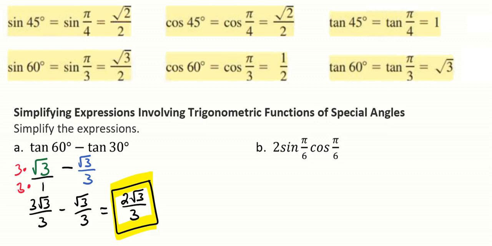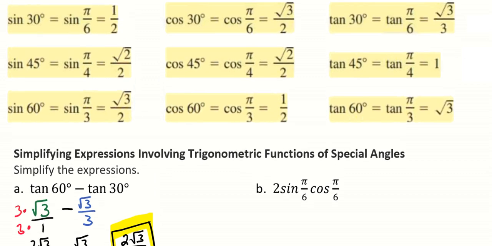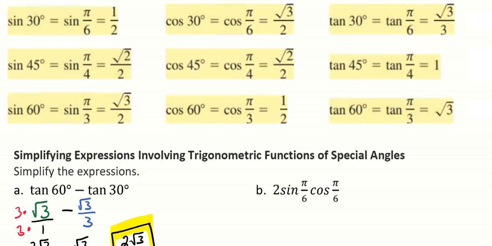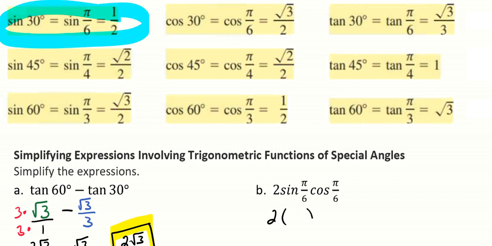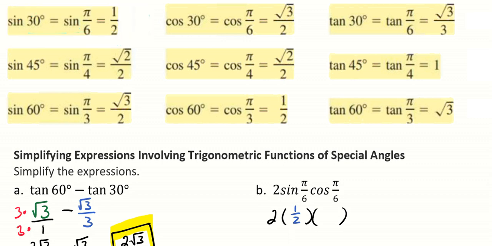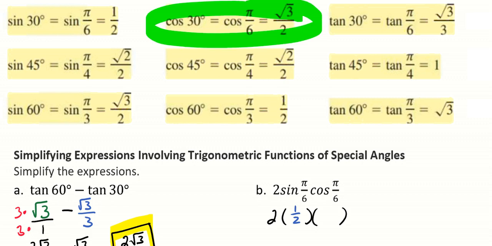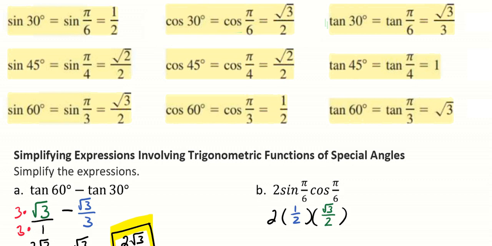Let's do another one. Let's say we have 2 times the sine of pi over 6 times the cosine of pi over 6. Now pi over 6 is going to be our 30 degrees. So we're going to need the sine of pi over 6, which is 1/2. So we're going to have 2 times our 1/2, which comes from the pi over 6 for sine. And we're going to be multiplying that with our cosine of pi over 6, which is radical 3 over 2. So radical 3 over 2.